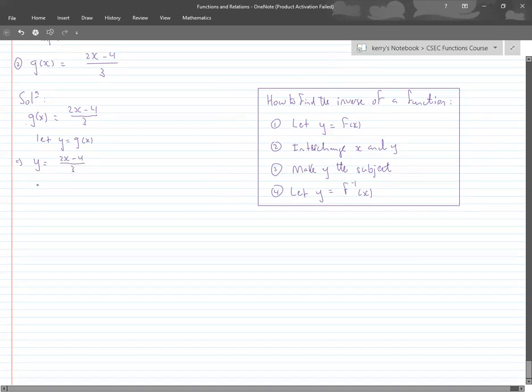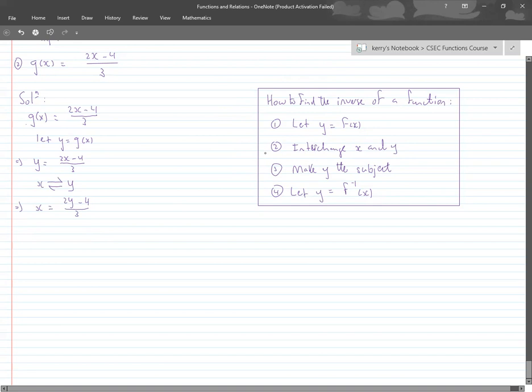Right, the next step now is interchange x and y. Now, the symbol I like to use for this is this, and you can feel free to use this symbol if you want. It means interchange x and y. Wherever you have y, you put x. Wherever you have x, you put y. So this becomes x is equal to 2y minus 4 all over 3.